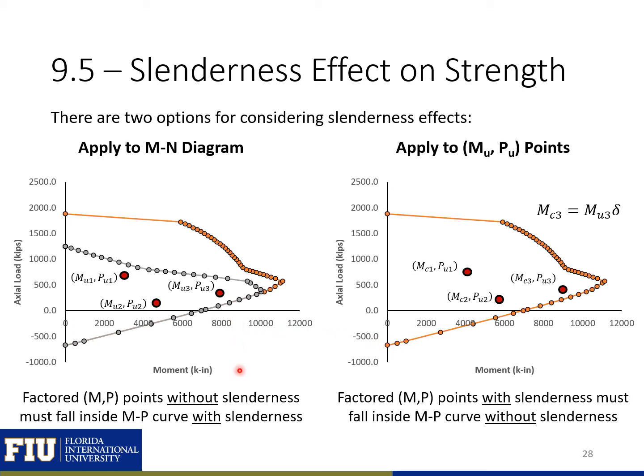So you can see here on the left, we're looking at our factored MP points without slenderness, and we need to make sure that they fall inside our moment axial load curves with slenderness. And on the right, the other option is to look at our factored points with slenderness and make sure that they fall inside our moment axial curve without slenderness. So we're either applying our magnifier to our demand or to our capacity, but just make sure that you're doing one or the other and not doing both.